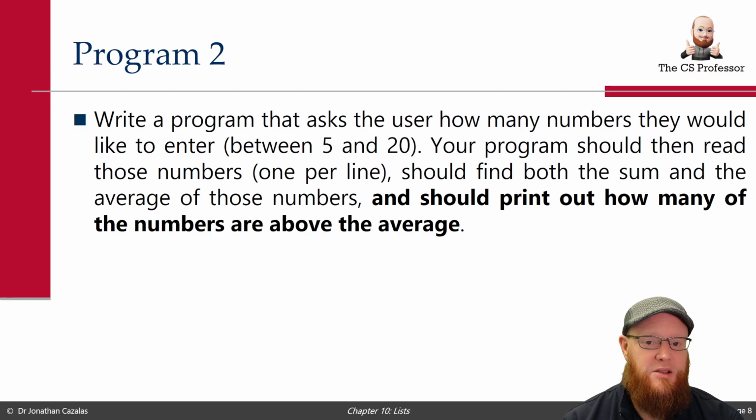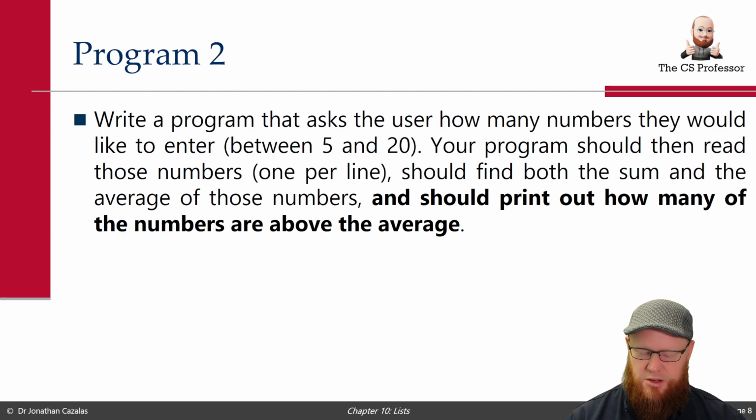Write a program that asks the user how many numbers they would like to enter between 5 and 20. Your program should read those numbers, find the sum, find the average. But after finding the average, now you want to print out how many of those numbers are above the average.